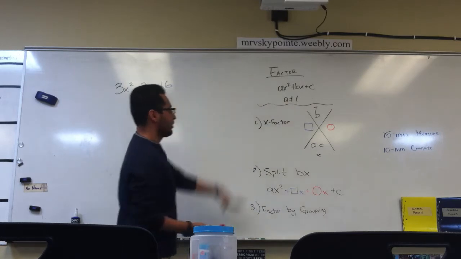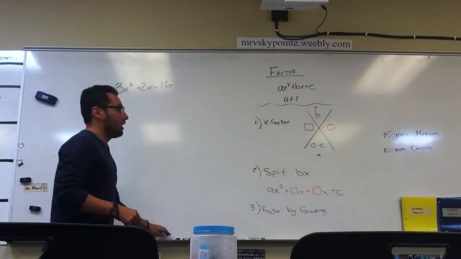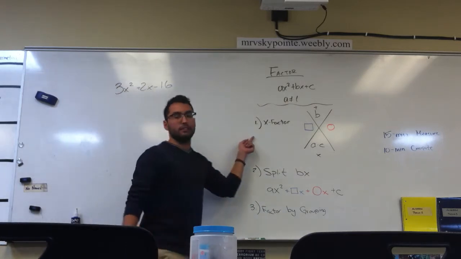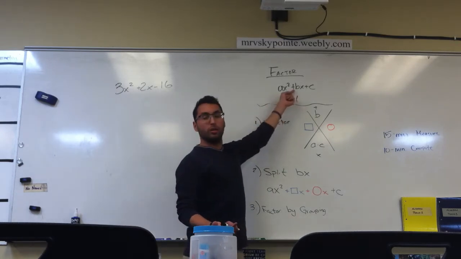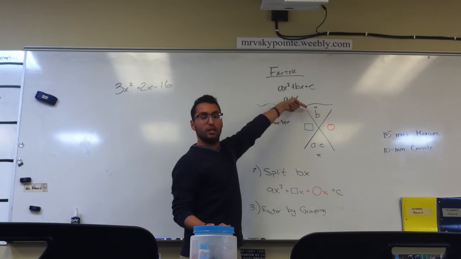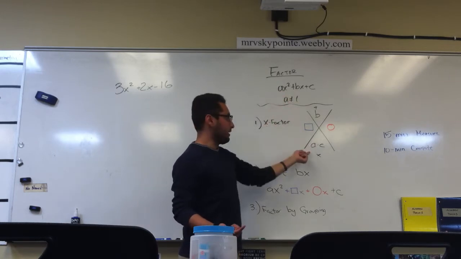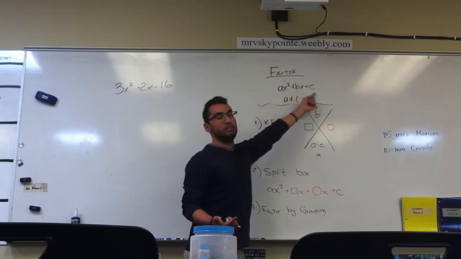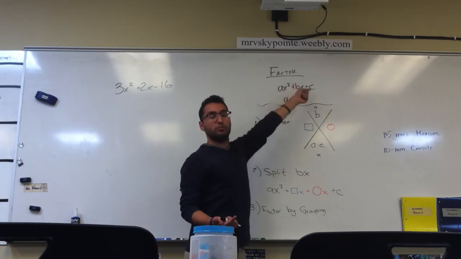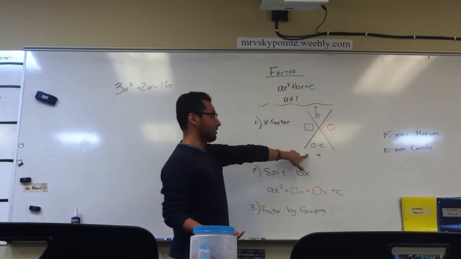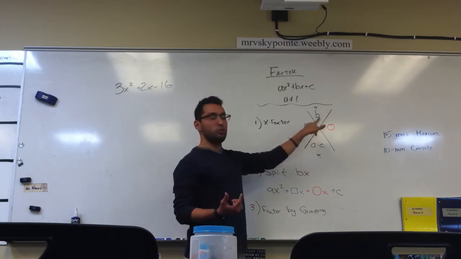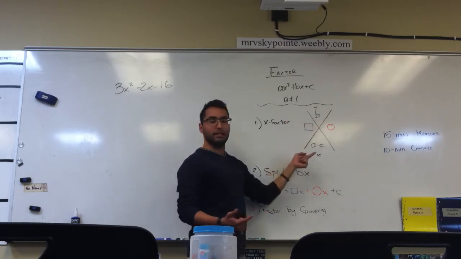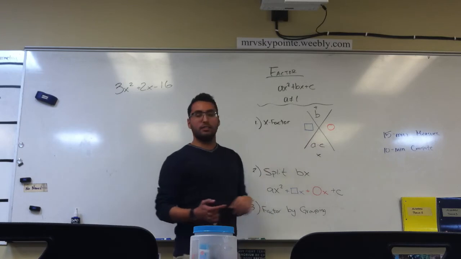Okay, so if you look over here, these are the steps. The first step is to use X factor. The way that we use X factor is we put our middle term, which is b, on top. This is the number that we're adding, and on the bottom it's a times c. So a, which is our first term, and c, which is our last one, you multiply them and put it on the bottom. So you have to figure out which two numbers on the side multiply to get this bottom number and add to get the top.